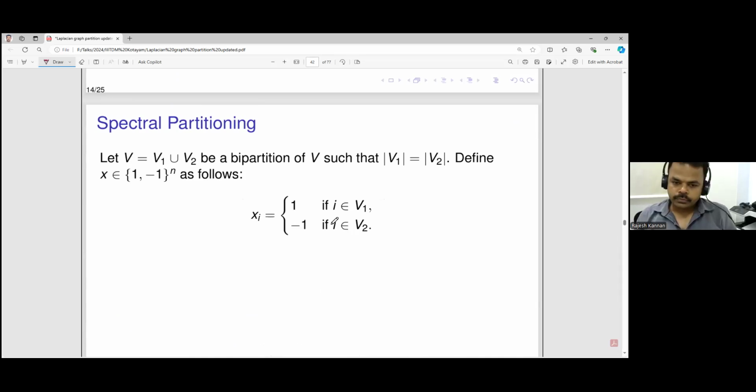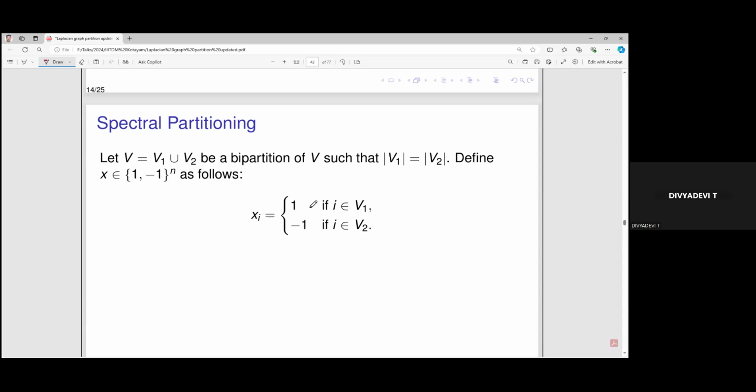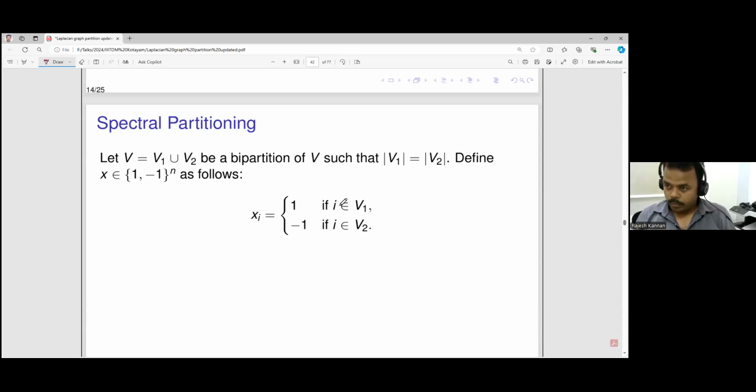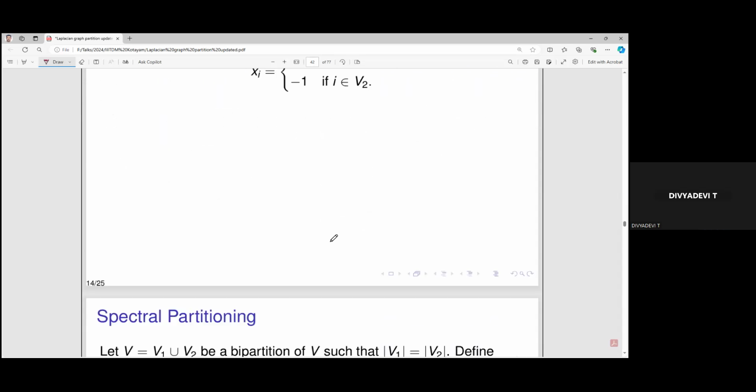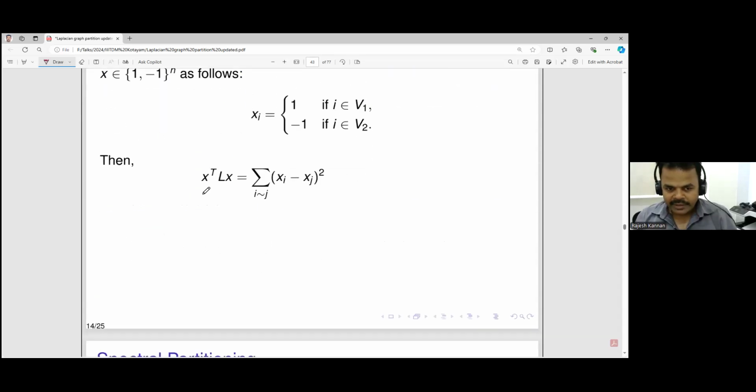The association is really simple. x is a plus or minus 1 vector, that means every entry of this vector x is either plus 1 or minus 1. I'm going to keep a plus 1 if that vertex is in the partition V1, and a minus 1 if the vertex is in the partition V2. You can think of it as a characteristic vector of V1 or V2, keeping minus 1 instead of 0. That's all.